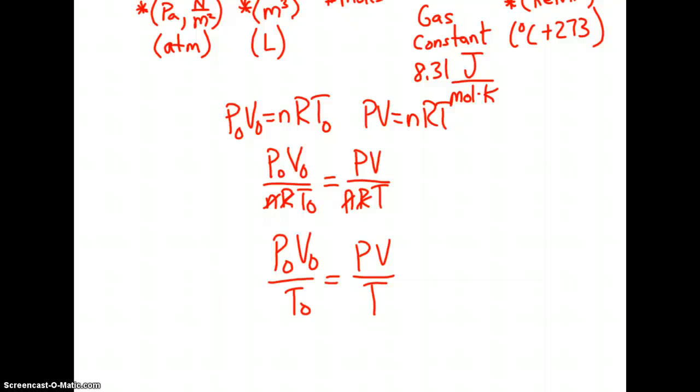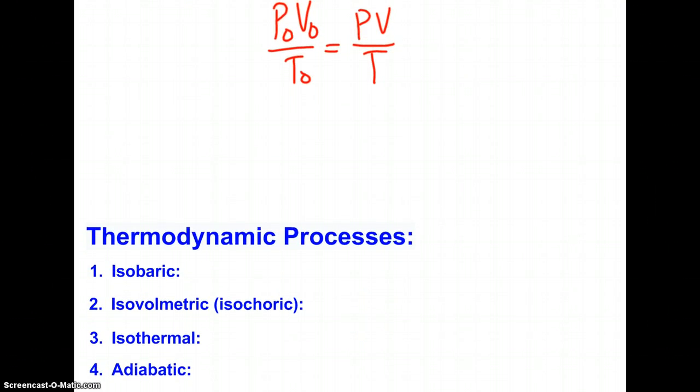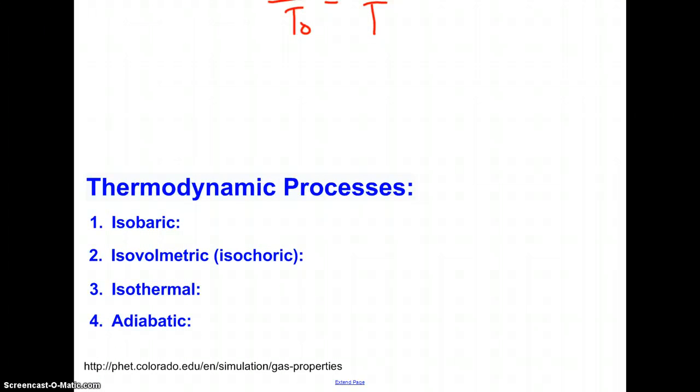To do that, we would put the gas through a number of possible thermodynamic processes that we're going to talk about now. And those processes are either isobaric, isovolumetric, also called isochoric, isothermal, or adiabatic. We're going to talk about what each of them is and the resulting ideal gas law equation that corresponds to that. Isobaric is a thermodynamic process in which the gas goes under constant pressure.